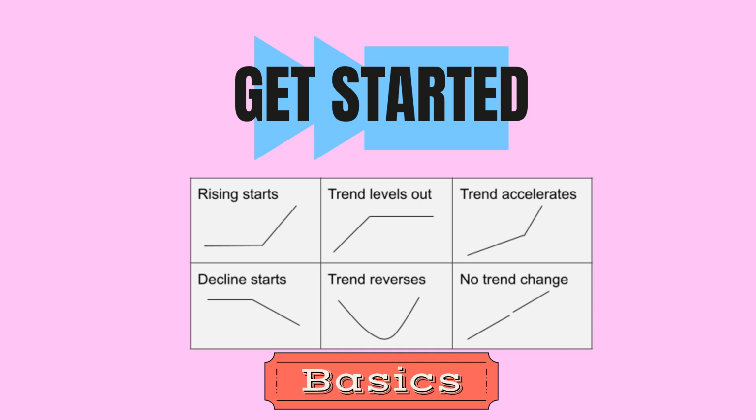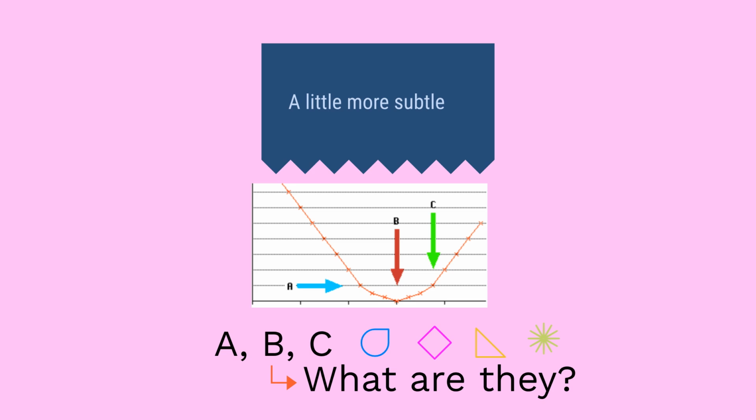Let's get started. Consider these 6 examples. Can you identify them? Can you see where the rising trend starts in the first graph, where it levels off in the second, where it accelerates in the third? Can you see the beginning of the decline in the fourth, the turnaround in the fifth, the lack of change in the sixth? If so, you successfully learned to read graphs in your math class.